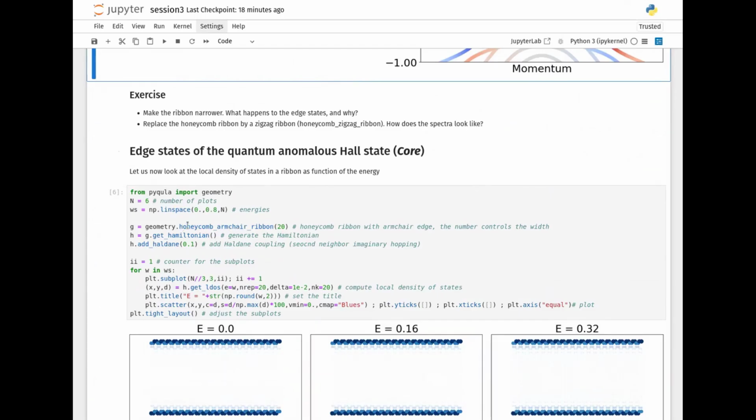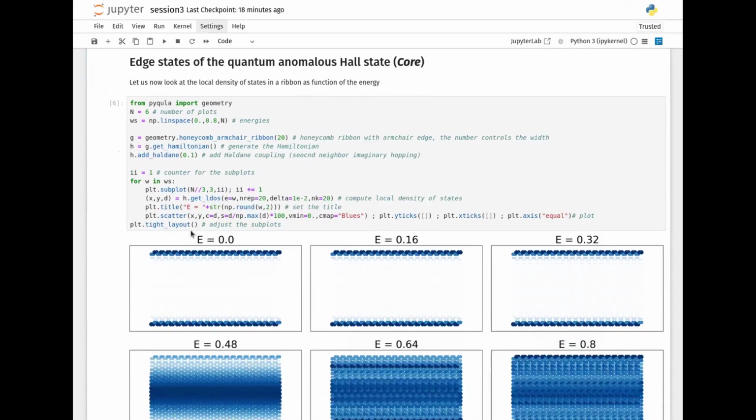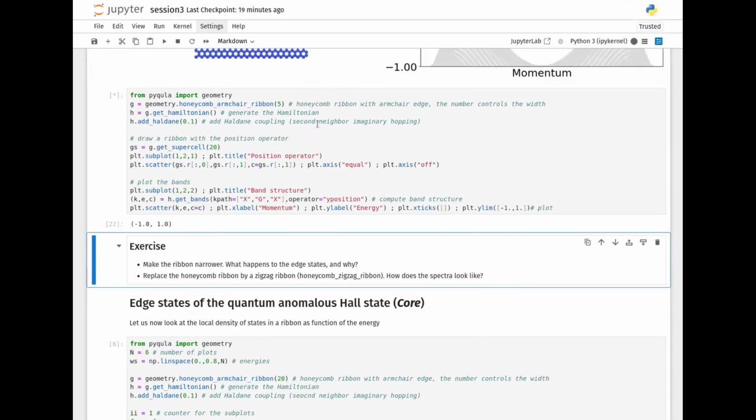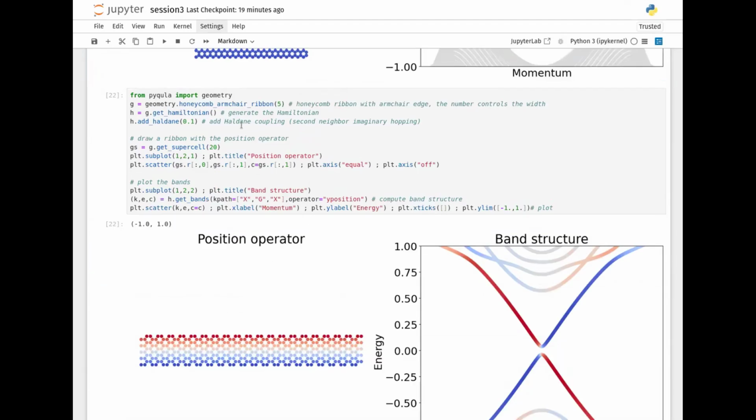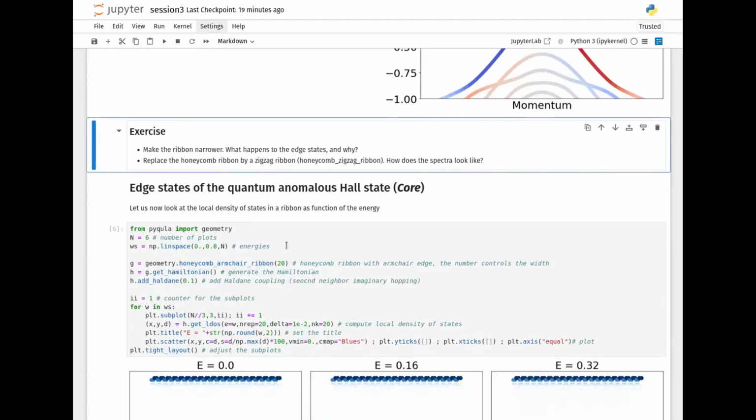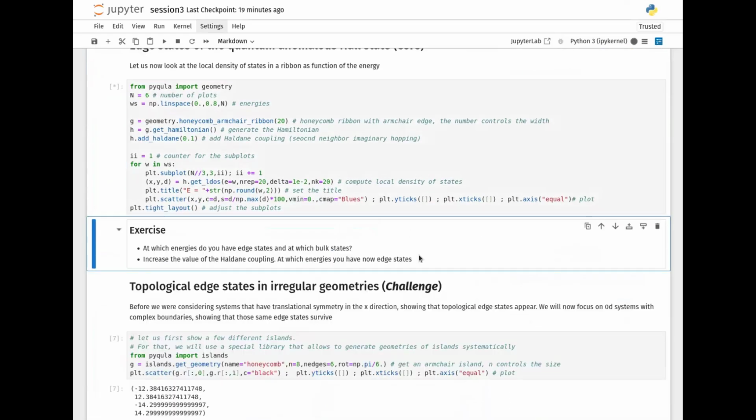So what we are going to do now is take a certain geometry. We are going to get the Hamiltonian at our topological gap, that again is the Haldane coupling, and we are going to compute the local density of states at different energies of the electronic structure. In this way, we will be able to see edge states and bulk states. Okay, so let us recompute this plot.